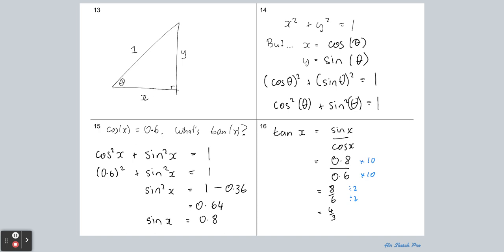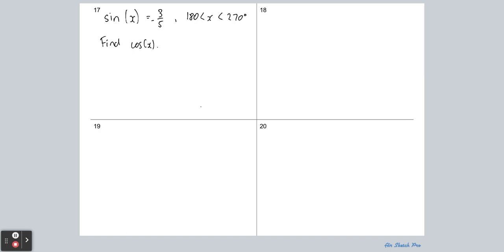Okay, let's have a look at the next problem, and this will illustrate something else. Sine of x equals negative 3/5. If you can, have a crack at pausing the video and having a go at it yourself, and then come back. All right, you either did or you didn't.